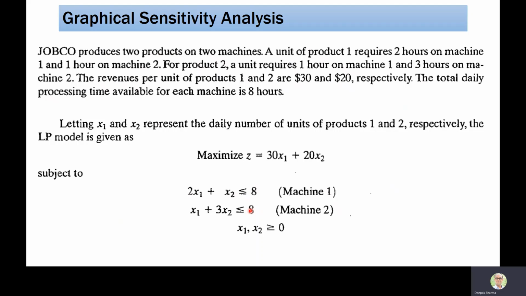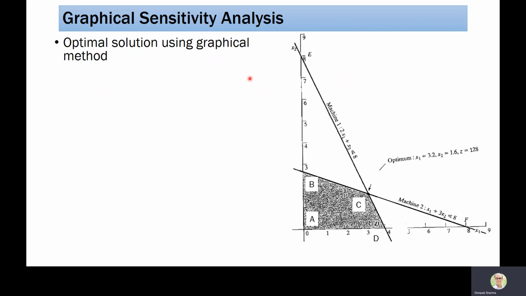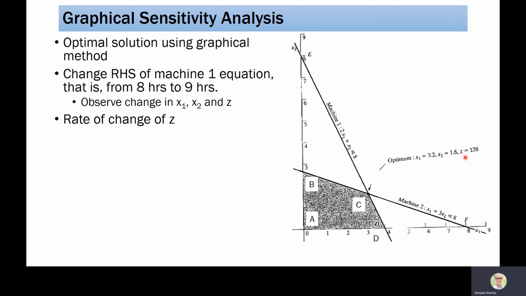This is a two variable problem, so I can solve it using the graphical method. I can draw the two constraints and find the common feasible area. Since it is a maximization problem, I will be moving away from the origin. When I move away, I can see that the point C is the optimal solution for the given problem. So X1 is 3.2, X2 is 1.6, and Z is 128.